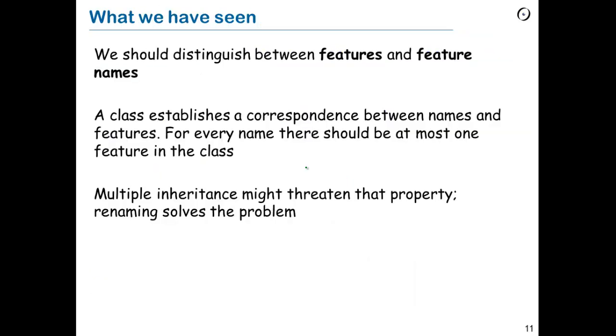So what we've seen in this segment is that it is very important to distinguish between features and feature names, and we have seen a mapping between the two. We've seen that a class establishes a correspondence between names and features. For every name, there should be at most one feature in the class, no overloading. And we've seen a very simple mechanism, the mechanism of renaming, which solves the name clash problem, and which, in addition, can be used to fine-tune the names of inherited features to the exact context of every particular class.